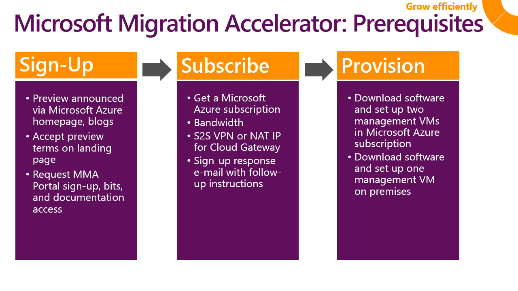You also need to have something like a site-to-site VPN into Azure, or you need to have a NAT IP into Azure as well. And you need to go through and follow the sign-up instructions. So during the preview, because you get this special portal, it is a slightly different process to what you'd normally encounter when you just jump in and start looking inside of Azure. Now, on the provisioning side, you have to set up 2 management VMs in the Azure subscription, and then you need to download software so that you can set up 1 management VM on-prem. But we'll talk about these in a bit more detail over the coming slides.